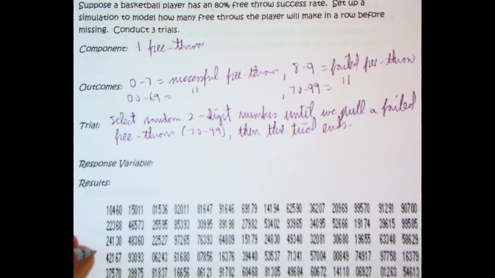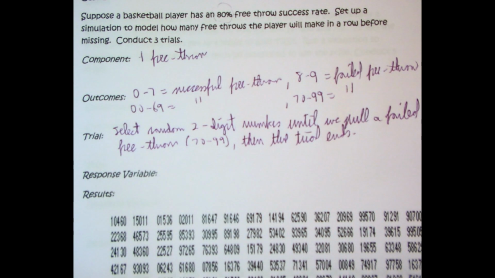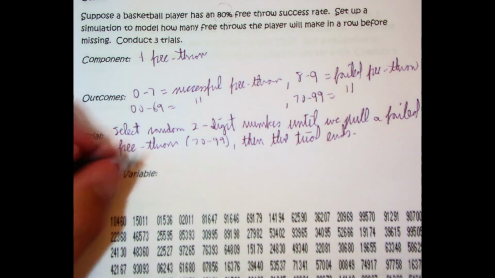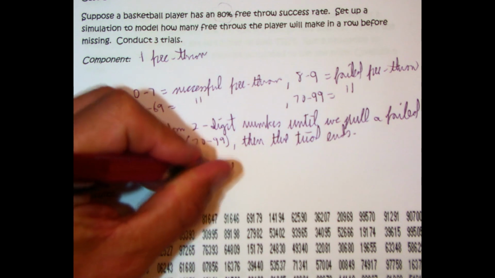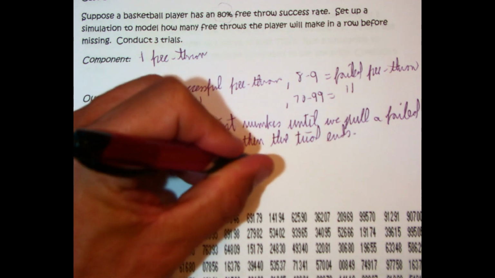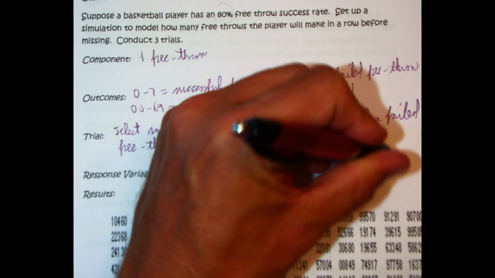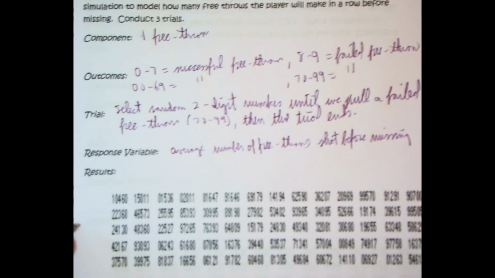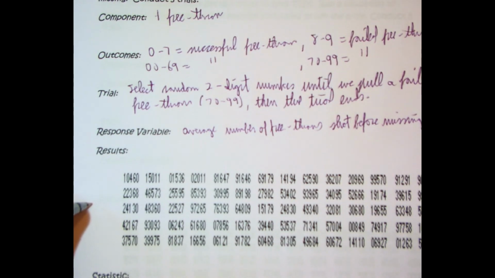Okay. Now in this case, they didn't give us a fixed number of outcomes to simulate. So the response variable here is going to be the average number of free throws shot before missing. Okay, so it's going to be an average. Alright, so here's our results, and here's how we're going to do it on the AP exam.